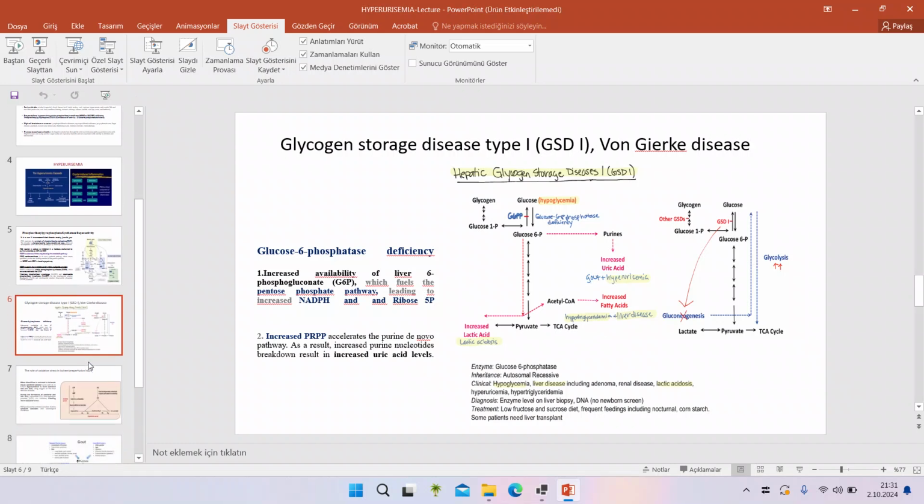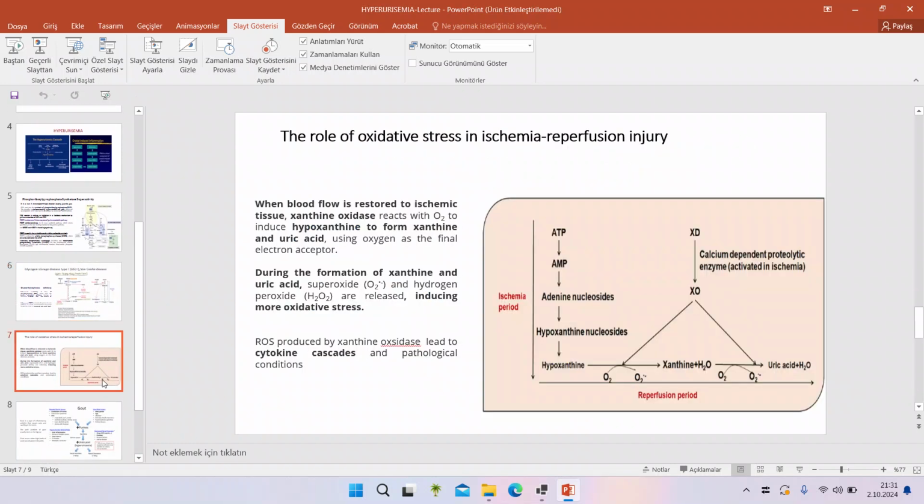Yes. And a third enzyme problem related to uric acid metabolism is ischemia and reperfusion injury.